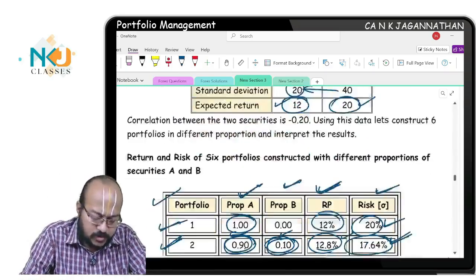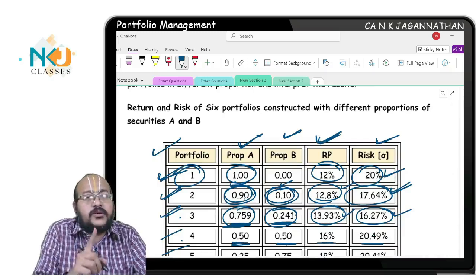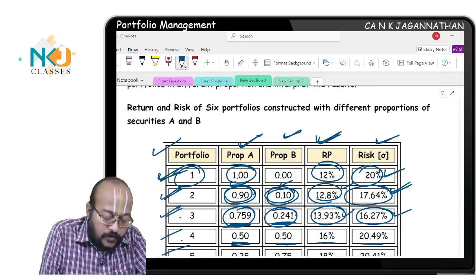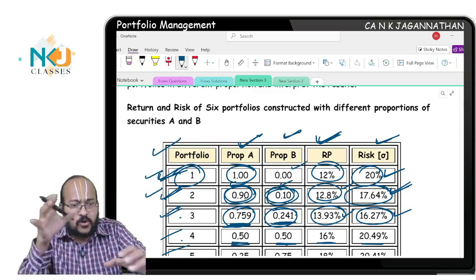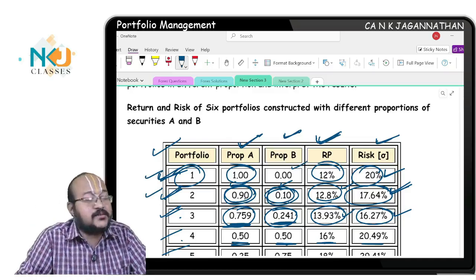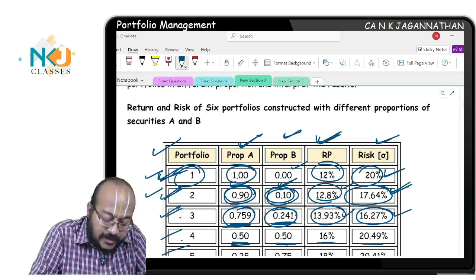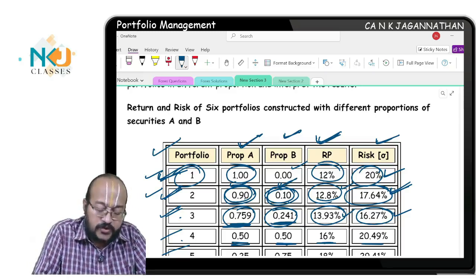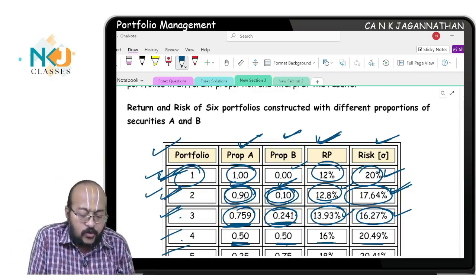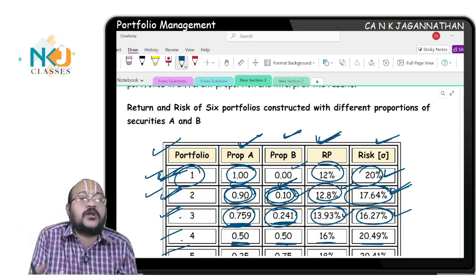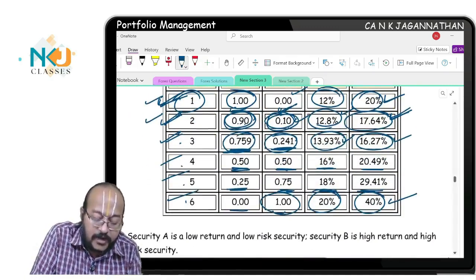Now carefully observe. In the first portfolio, the entire amount was invested in security A, the low risk security. Are you all listening? In the second portfolio, the proportion of B was 0, and then I slowly try to inject the high risk, high return security into my portfolio. So in the first portfolio, the entire amount was invested in low risk, low return security A. Gradually, I increase the proportion of security B inside my portfolio: 10%, 24.1%, 50%, 75%, and a total of 100%.